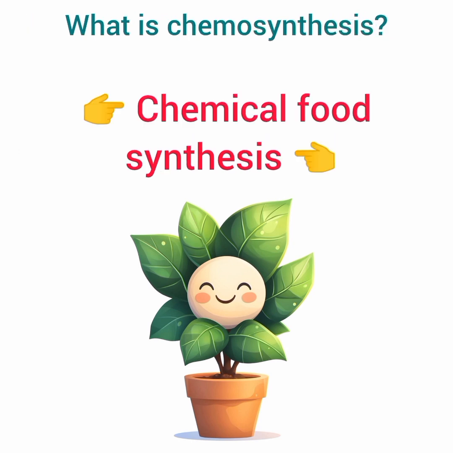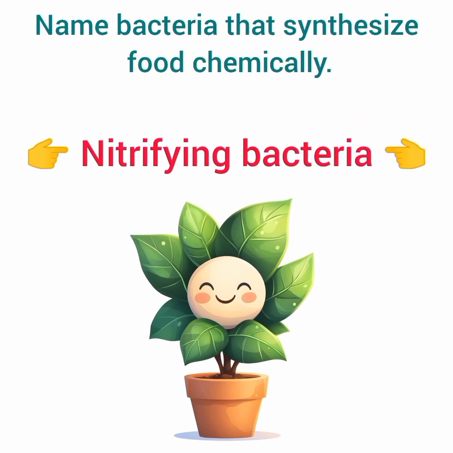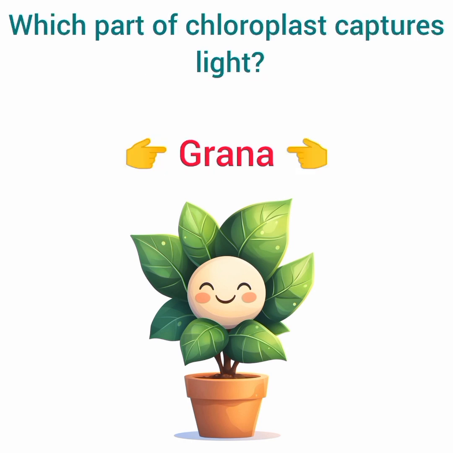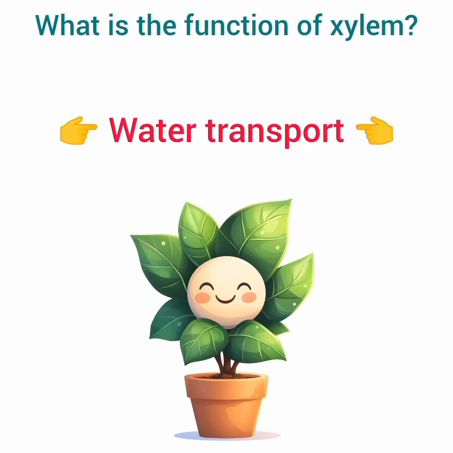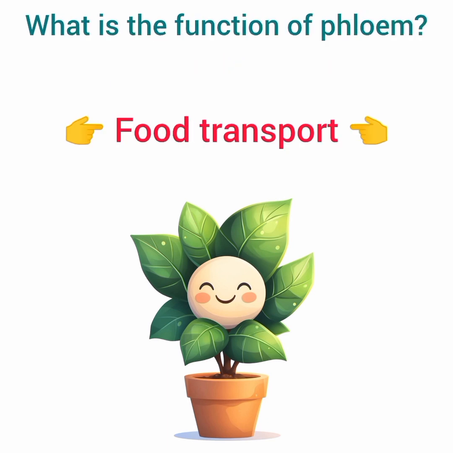Answer. Chemical food synthesis. Name bacteria that synthesize food chemically. Answer. Nitrifying bacteria. Which part of chloroplast captures light? Answer. Grana. Which part of chloroplast synthesizes glucose? Answer. Stroma. What is the function of xylem? Answer. Water transport. What is the function of phloem?